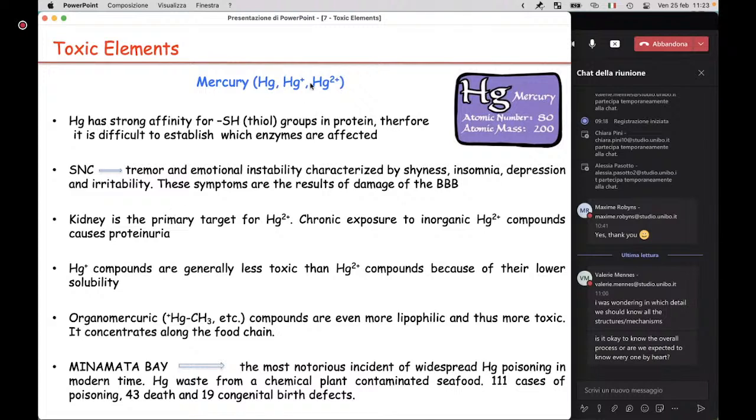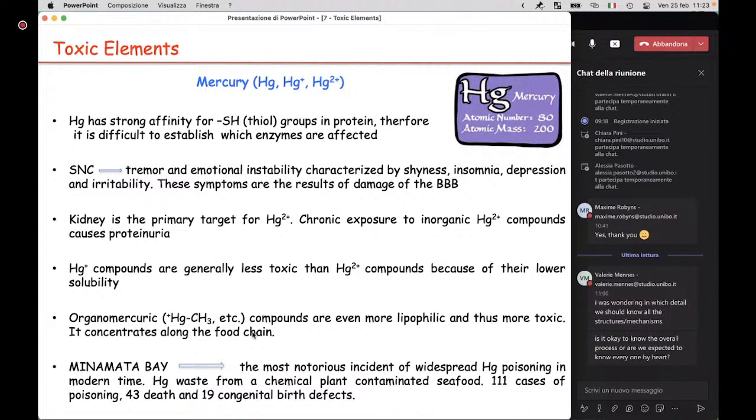Among the cations, it is mercury 2+ which is more dangerous because it is more soluble than mercury 1+. But organomercuric compounds, organometallic compounds, are even more dangerous because they are more lipophilic, and so they can pass membranes, and they can concentrate along the food chain. What does this mean?